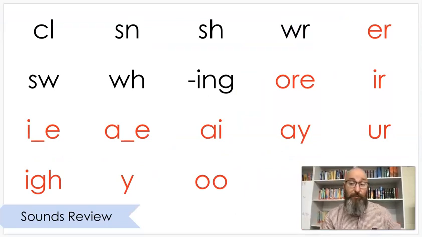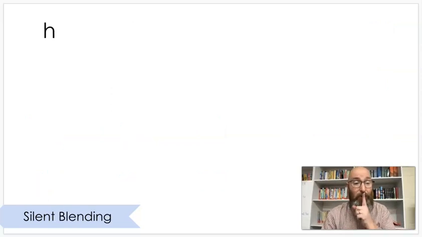Next, we're going to review some sounds we've already learned this year, and then we're going to do some silent blending and see if you can read some words on your own. Make these sounds with me, please. Sn. Sh. Sw. W. Ing. Or. I. A. Oo. All right, you ready for some silent blending? Remember, don't say the word until I have the whole thing up.